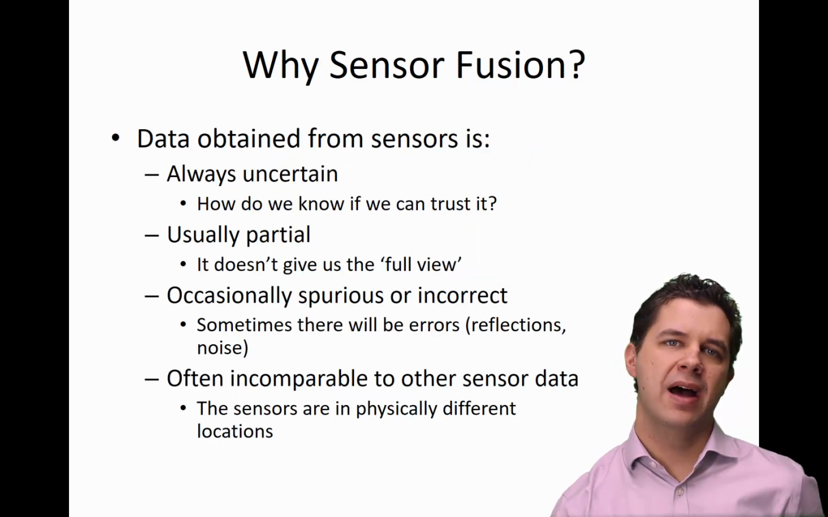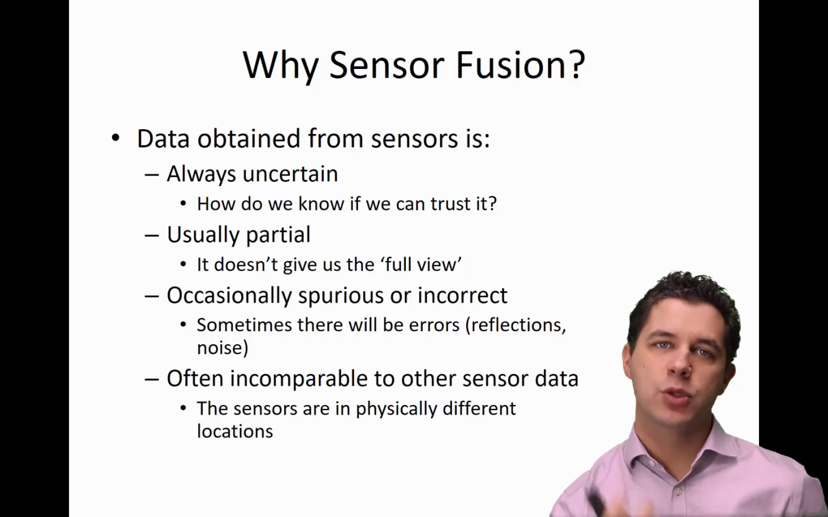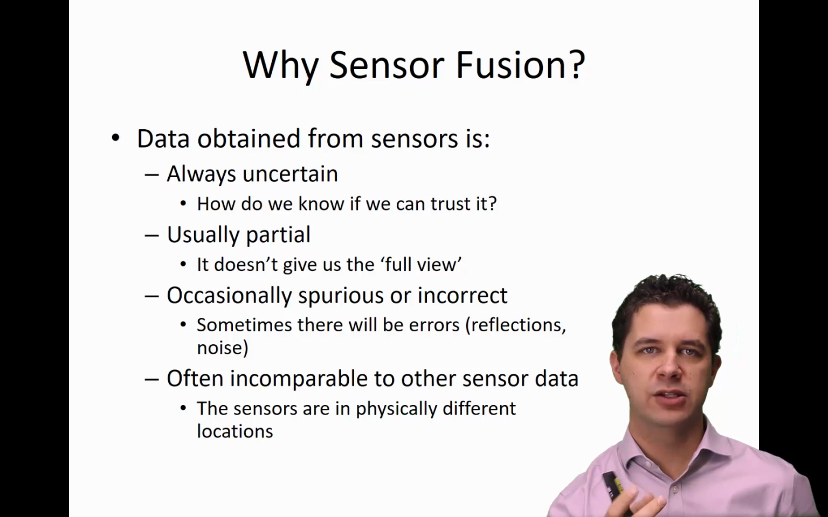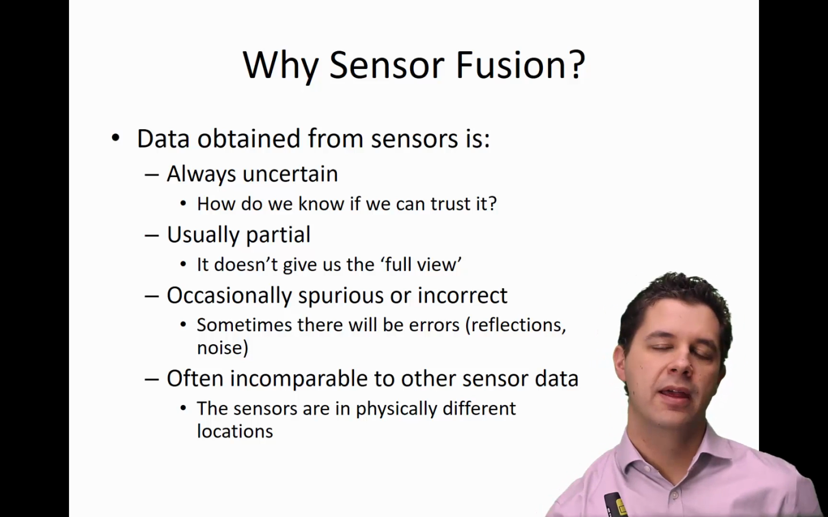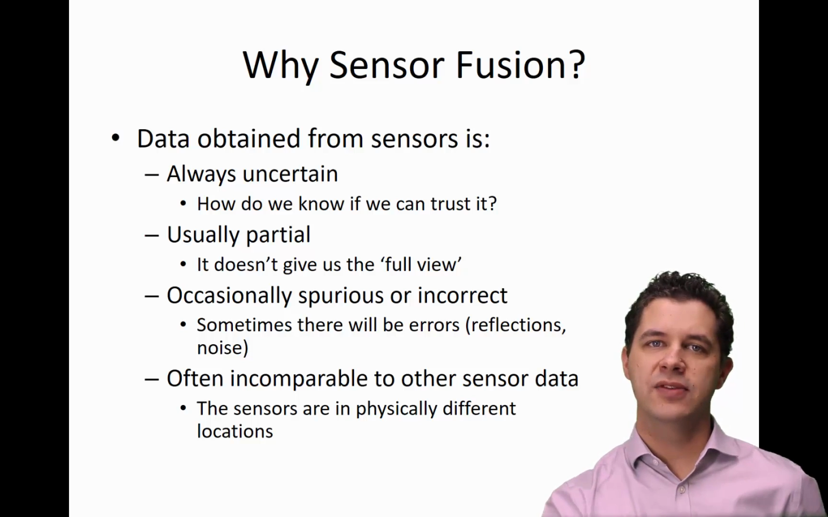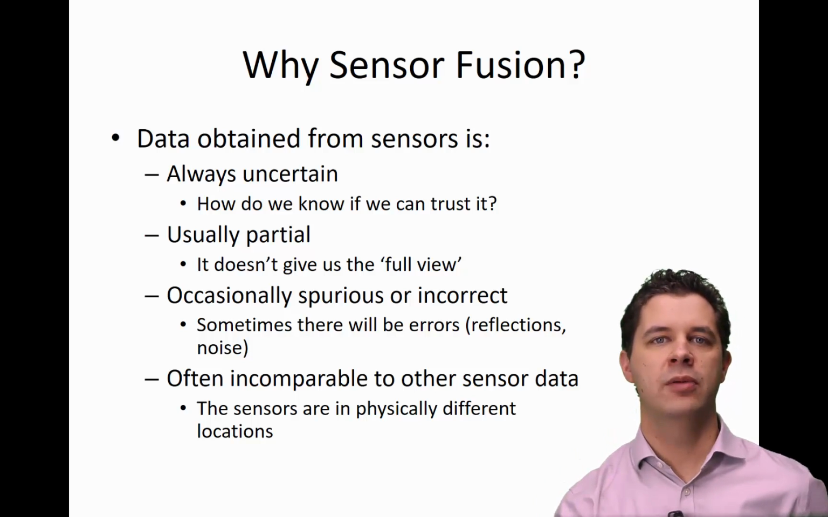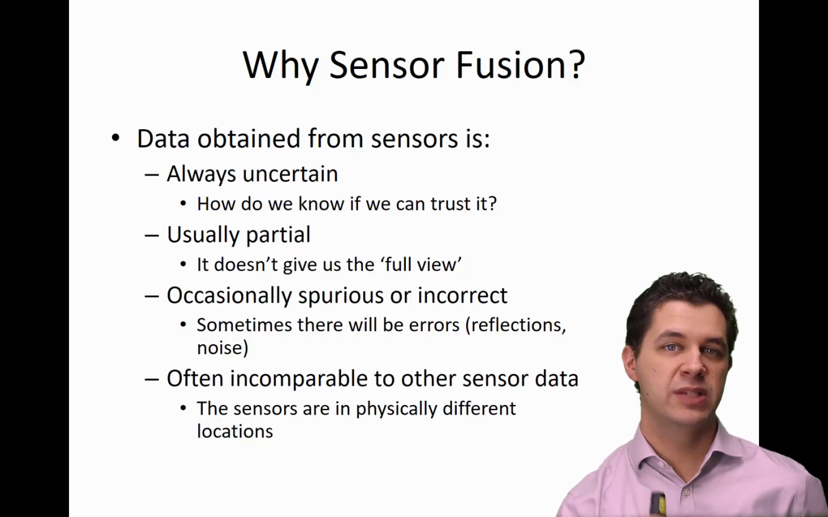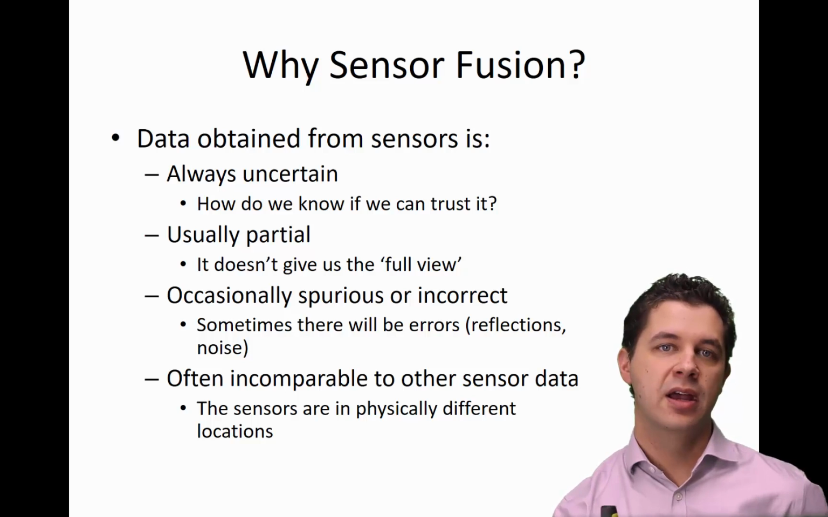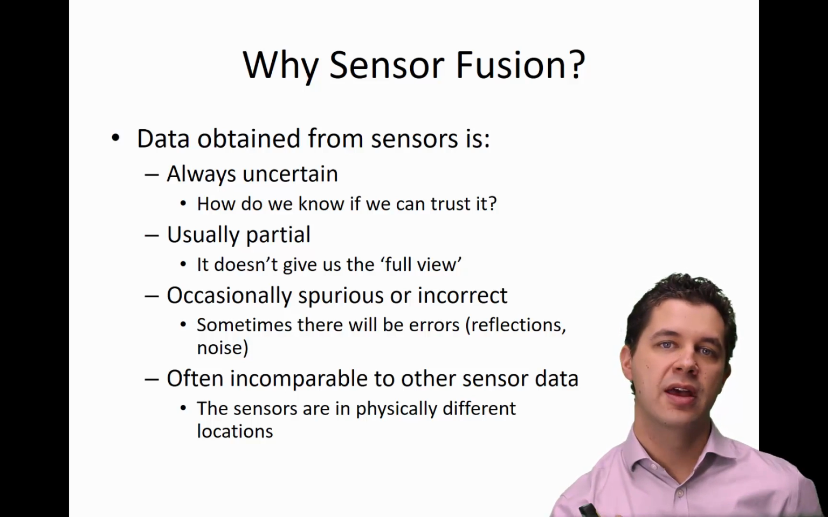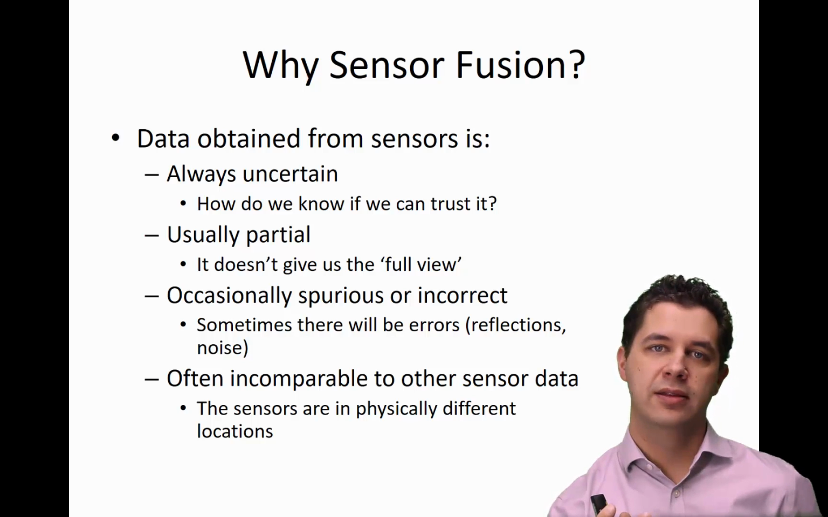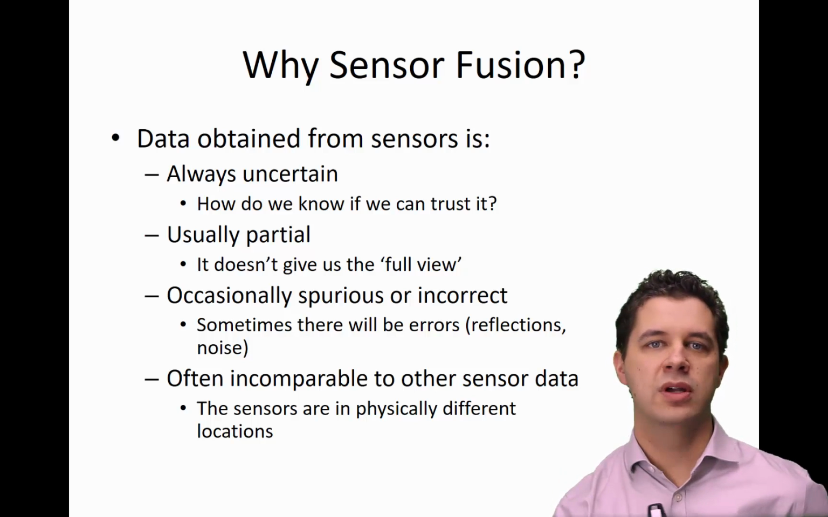Now, a few things to know about data that we obtain from sensors. It's always uncertain. So how do we know if we can trust the data? There's always a level of uncertainty and error associated with any data. It's also usually partial. It doesn't give us the full view and tell us everything about the environment. Occasionally it will be spurious or incorrect. So sometimes we'll have noise in our data. Sometimes there'll be specific errors, like reflections that we can have with some of our ultrasonic sensors and things like that. Sometimes there'll be noise, and the issue can be, in some circumstances, working out what's signal and what's noise.